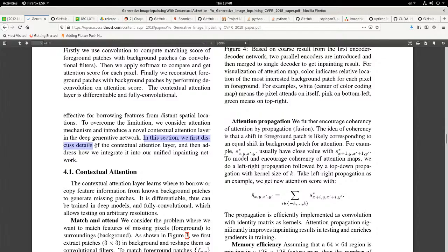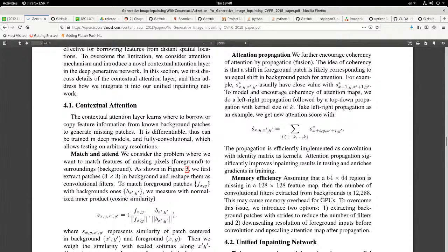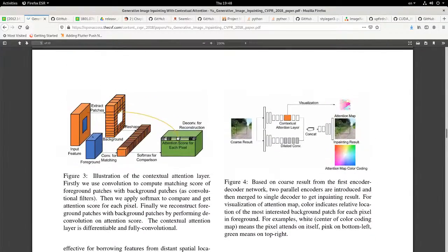So in this section, we first discuss details of the contextual attention layer. Wait, why am I rereading that? So, reshape those convolutional. So okay, we first extract 3x3 patches in the background and reshape them as convolutional filters. What does that mean? Reshape them as convolutional filters. I'm so confused. What?